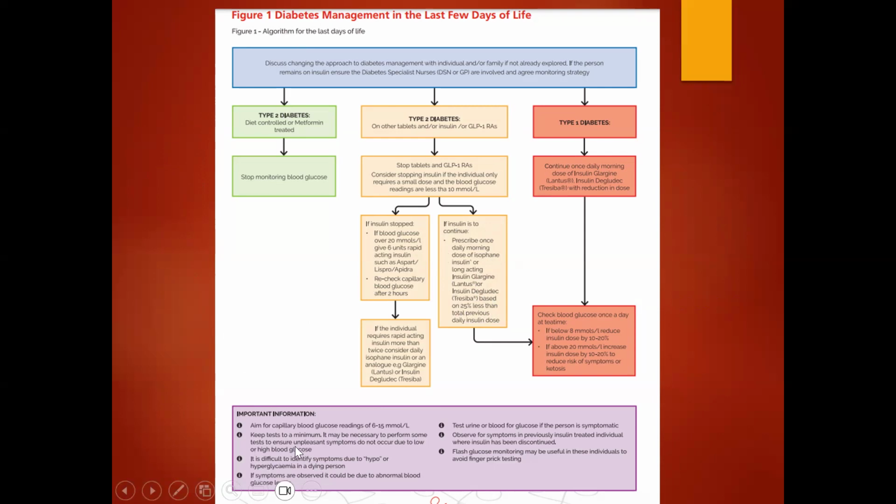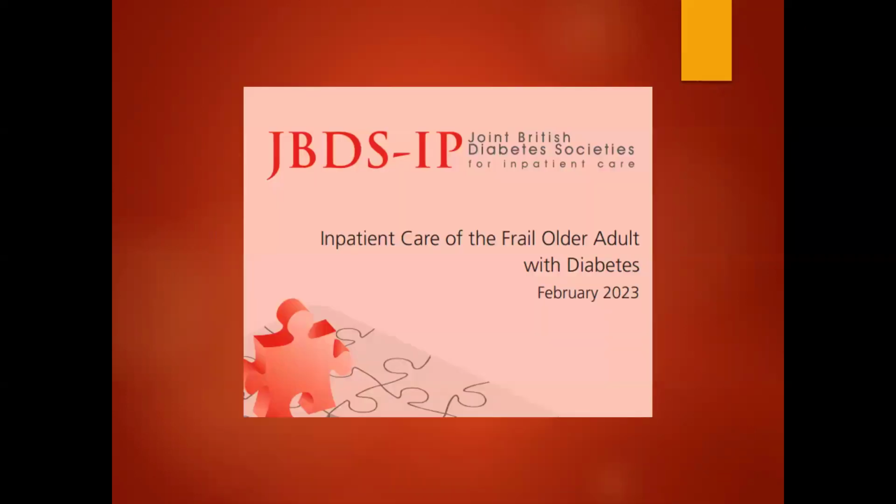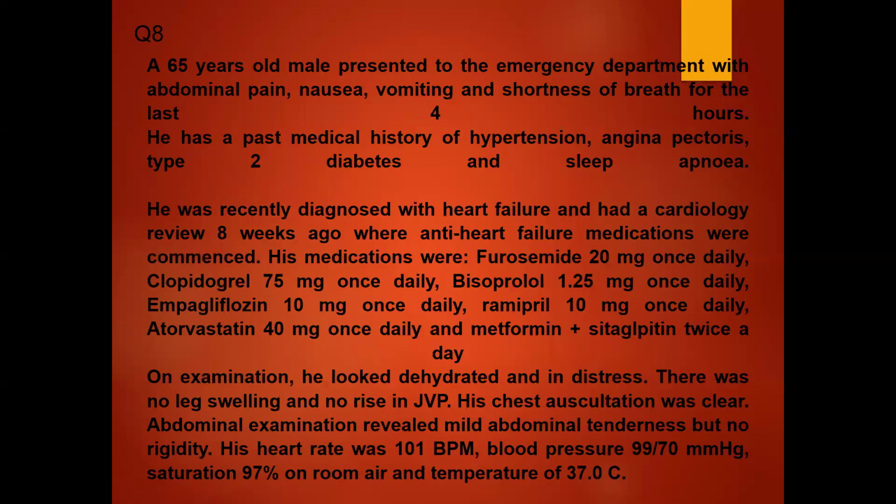Keep tests to a minimum. It may be necessary to perform some tests to ensure unpleasant symptoms do not occur due to low or high blood glucose. It is difficult to identify symptoms due to hypo or hyperglycemia in a dying person. If symptoms are observed, it may be due to abnormal blood glucose. Test urine or blood for glucose if the person is symptomatic. Observe for symptoms in previously insulin-treated individuals where insulin has been discontinued. Flash glucose monitoring may be useful in these individuals to avoid frequent finger prick testing. So again, a very important set of guidelines, as I mentioned, very important for the exams.